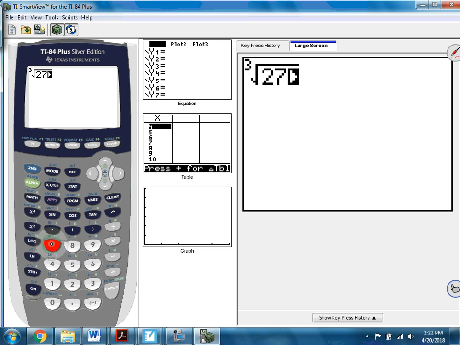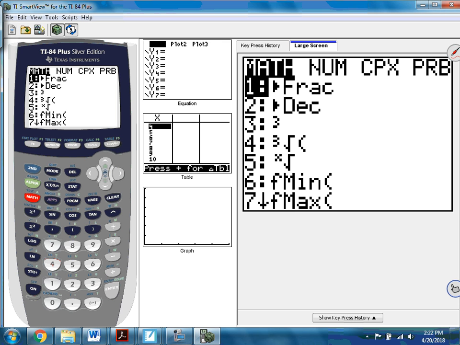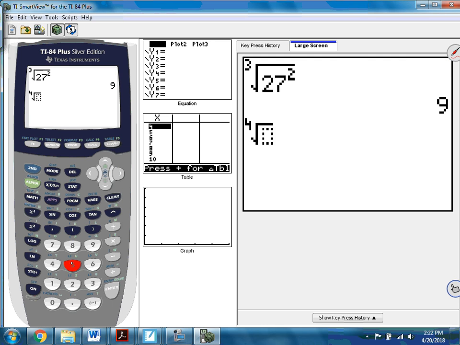Well, I could just write in 27 squared. I don't even have to do it. You can see that it's 9. But if you, let's say, want to do the 4th root, you would type in 4, math, and then go to number 5. 5 allows you to do any root. Do you see how that's an X? So you can do any root there. If I type in the 4, it'll do the 4th root. If I type in 10, it'll do the 10th root. So the 4th root of 16. So that's how you do it.